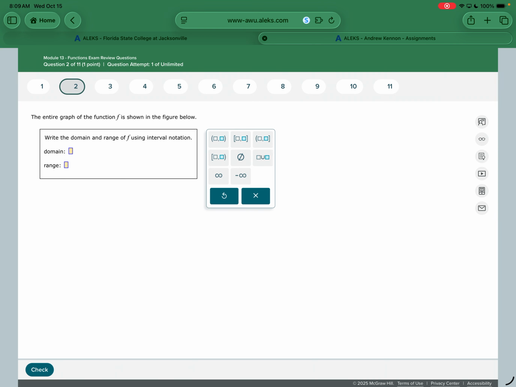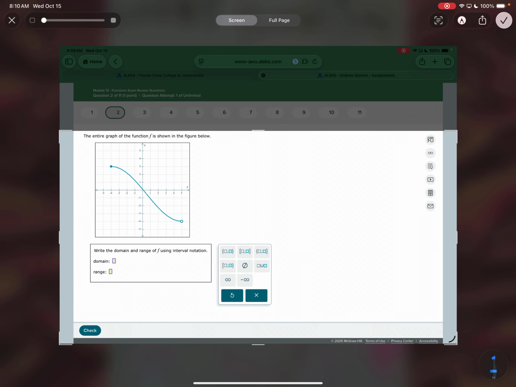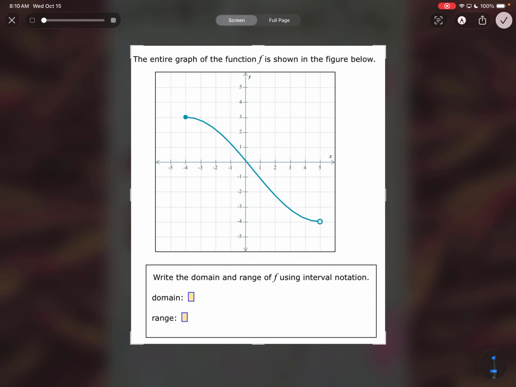What's the next one? The next one on there. Oh, 2's on there too. All right. Enter the graph of the function in the figure below. Oh, the entire graph of the function, not enter. So this one is asking for the domain and the range.